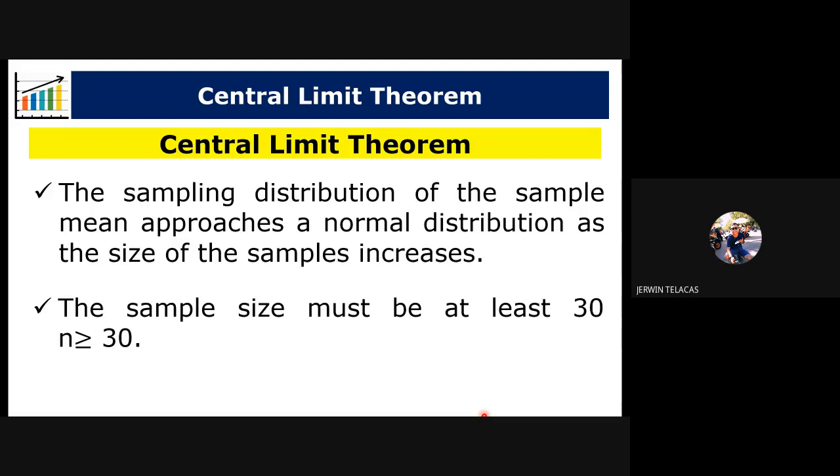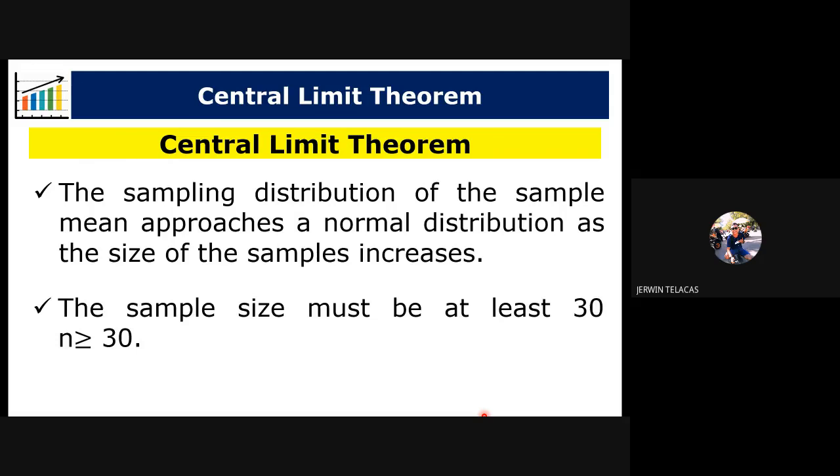So I repeat, paulit-ulit dito because this is very important, especially when we start solving problems already involving central limit theorem. So you can only use central limit theorem if the sample is 30 above. But if the sample is less than 30, and that less than 30 came from a population that is not normally distributed, then we cannot use the central limit theorem.